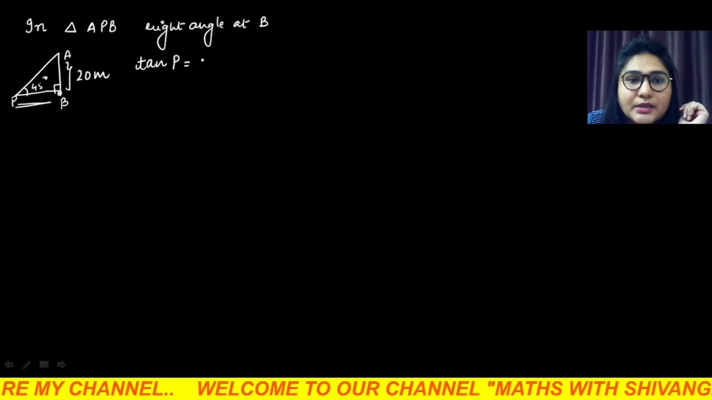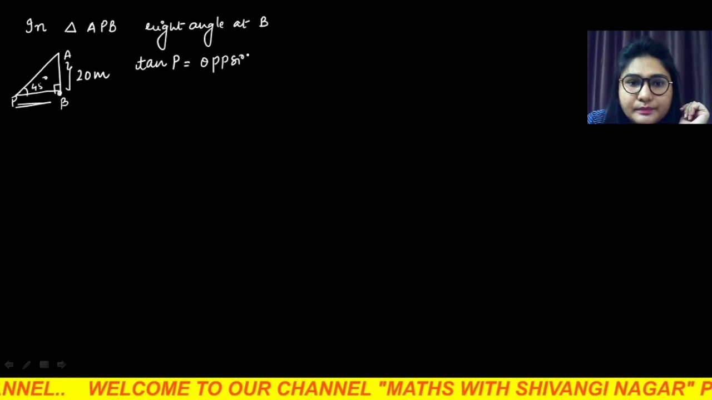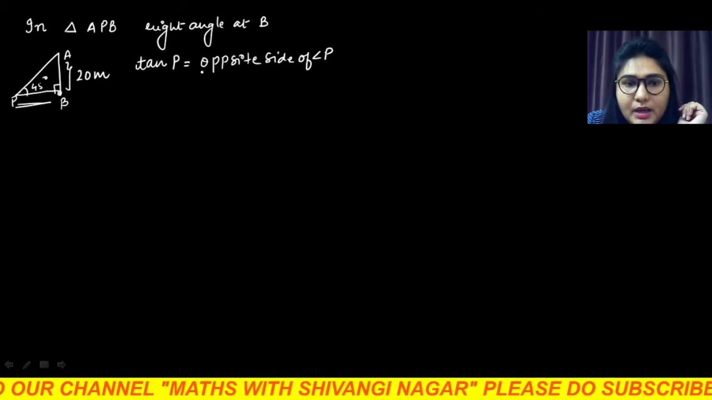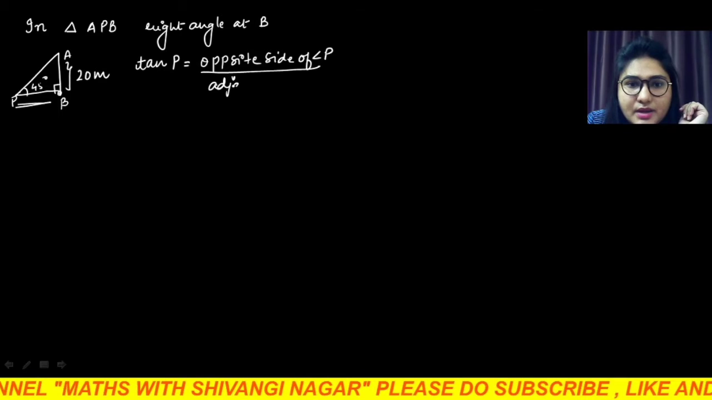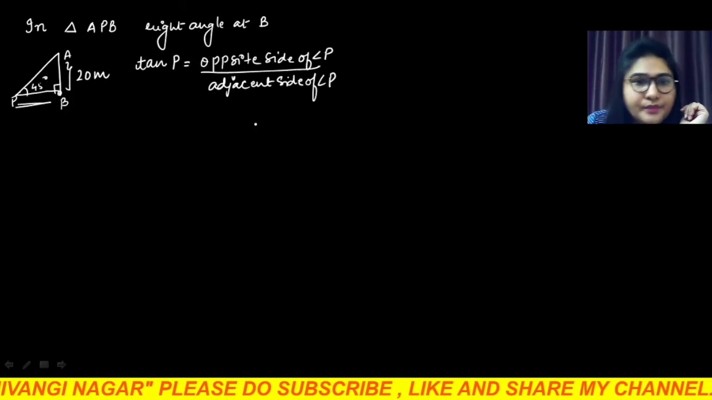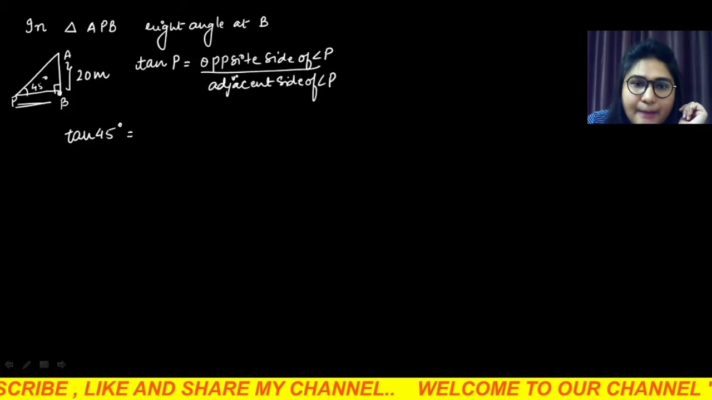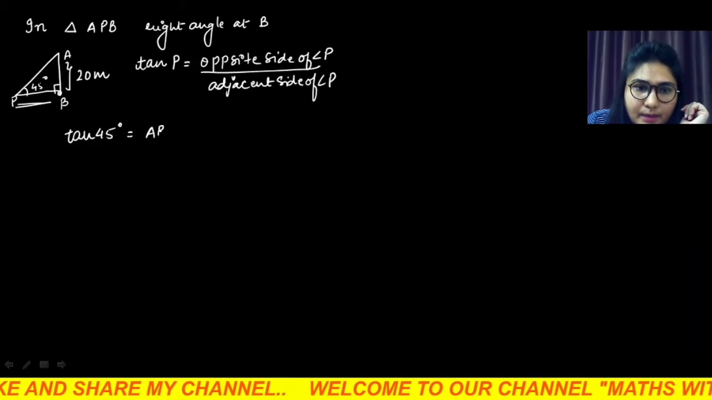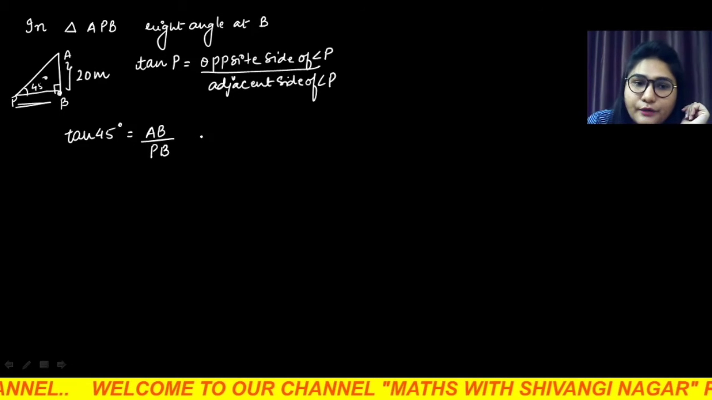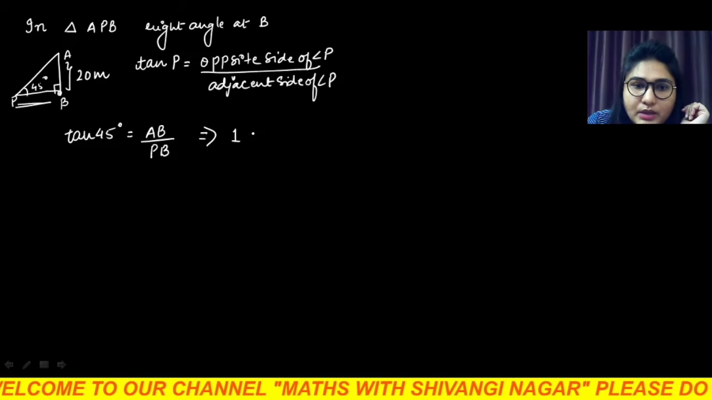So what we are applying here? We are applying here tan P, and tan P is opposite side of angle P upon adjacent side of angle P. What is the angle P? Angle P is 45 degree. So tan 45 degree is equal to opposite side of angle P, which is AB, and adjacent side of angle P, which is PB. Now what is the value of tan 45? Tan 45 value is 1.